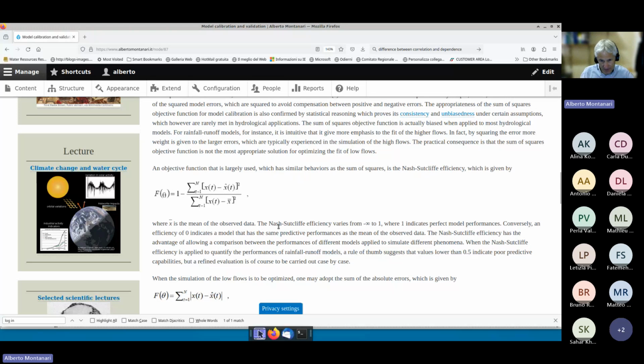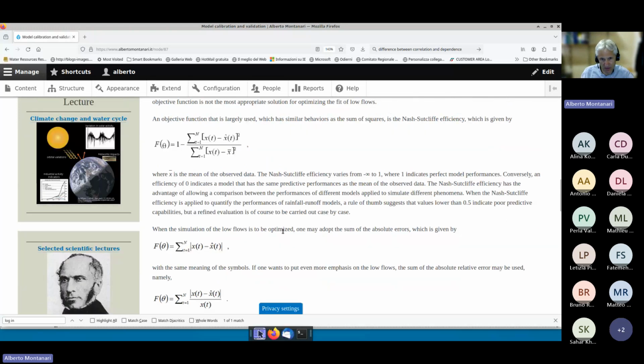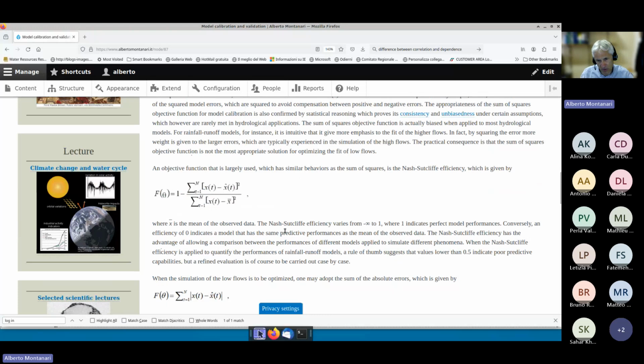Now let's move forward with another objective function. We will consider a couple of them, okay? A couple more.